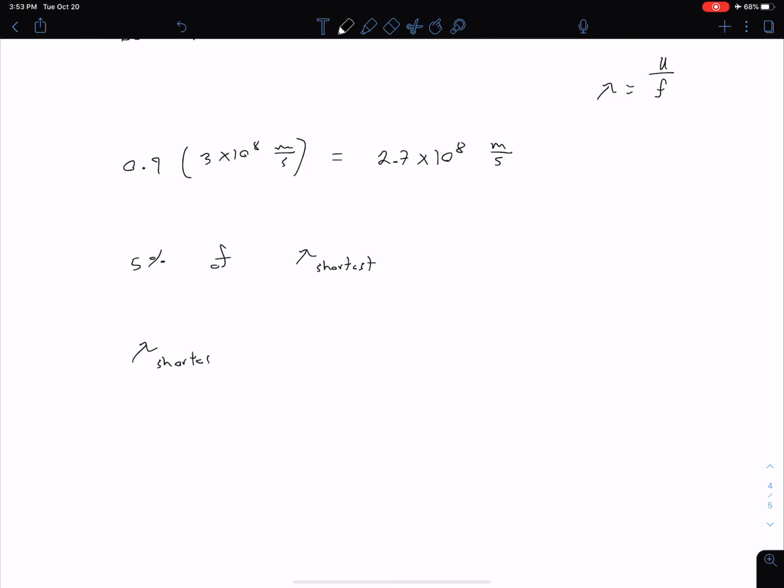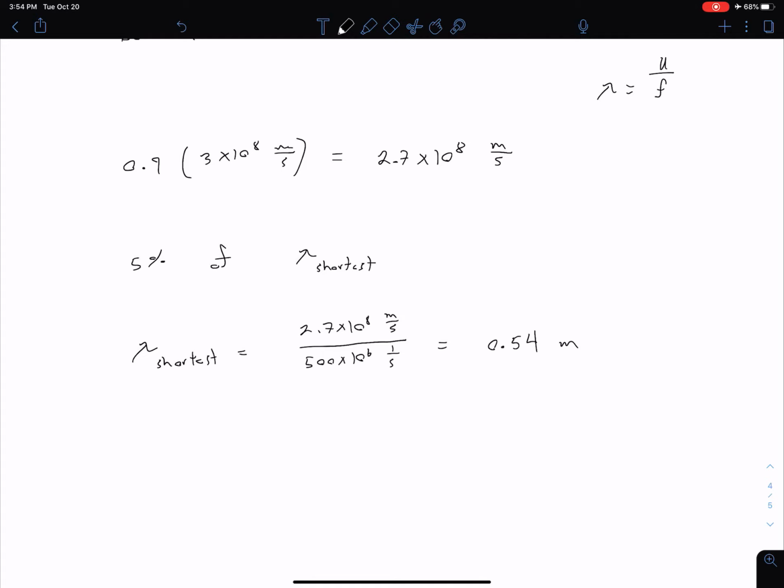is equal to our speed, which is 2.7 times 10 to the 8th. So that was our 0.9 times the speed of light, divided by our frequency, which is 500 times 10 to the 6th. And so remember, units of hertz is per second. And so we get the seconds canceling out, and we're left with 0.54 meters. So a little over half a meter.